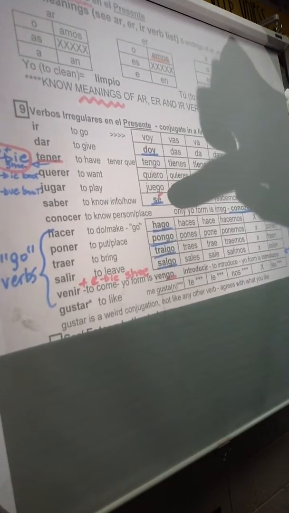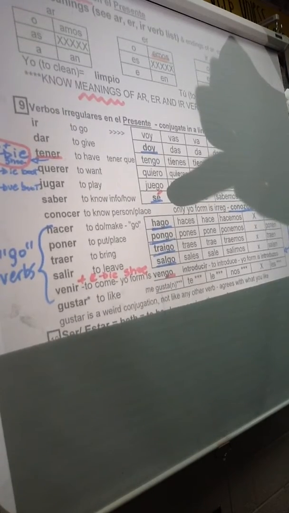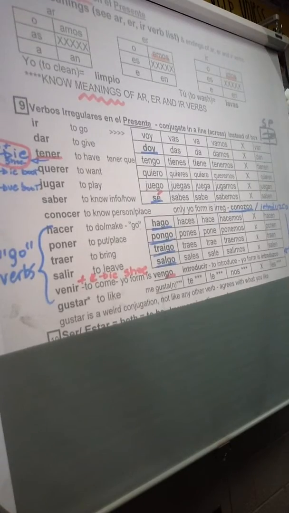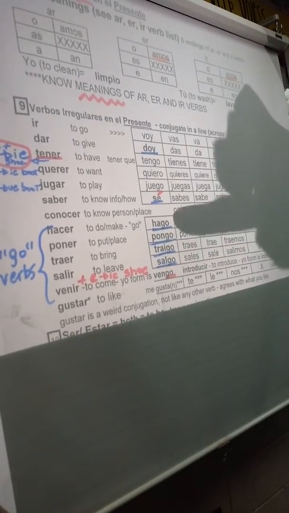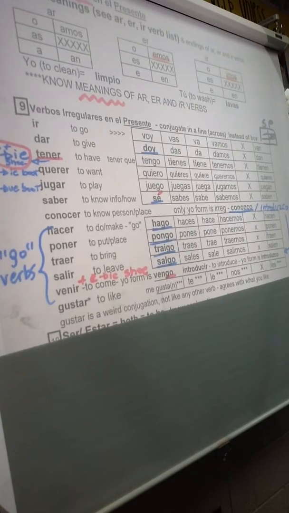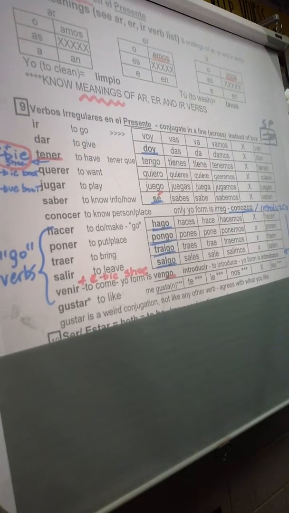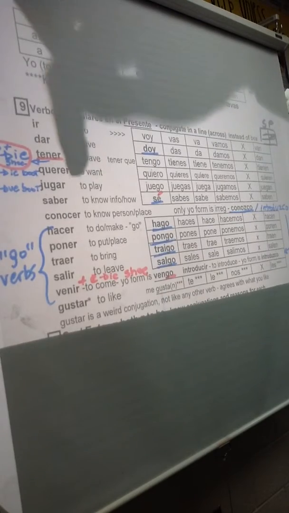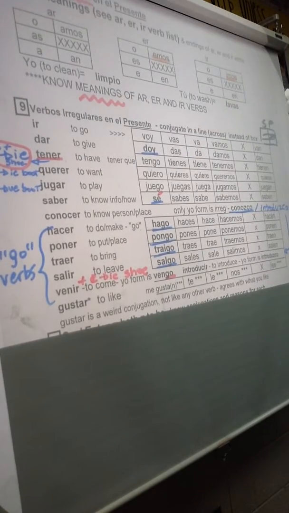This is the only accent we need to worry about with irregular verbs so far. We'll learn more irregular verbs in Spanish 2. Then the rest of your go verbs also just irregular in the yo form. Conozco and introduzco, very similar, so if you want to jot down an arrow there. Venir is not just a go verb, but also an E to IE change, just like tener was. So inside the shoe shape, we have an E to IE change, as well as a go change.